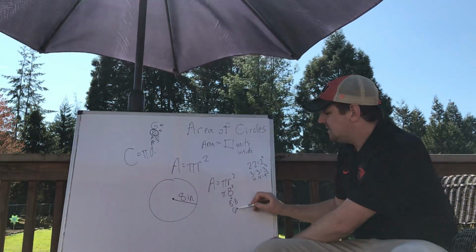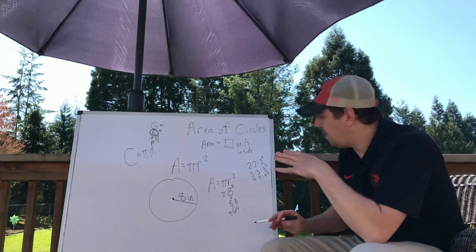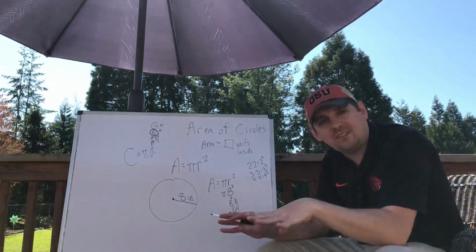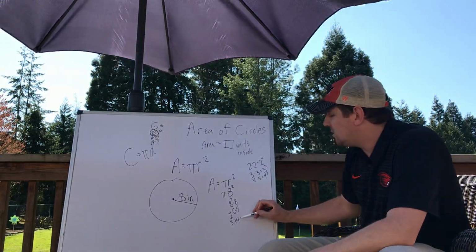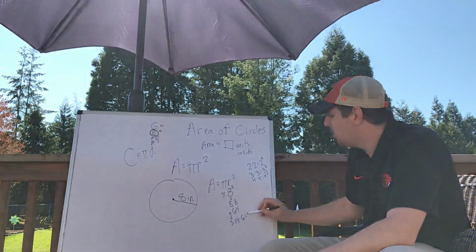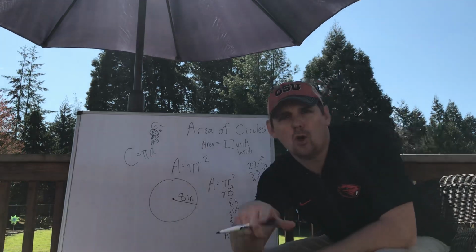8 times 8, 64. 64 times pi. In my last video I showed you that 64 pi, you can just leave that as its answer. But if you also want the decimal answer, you will times it by 3.14. So the area of this circle is, hold up.